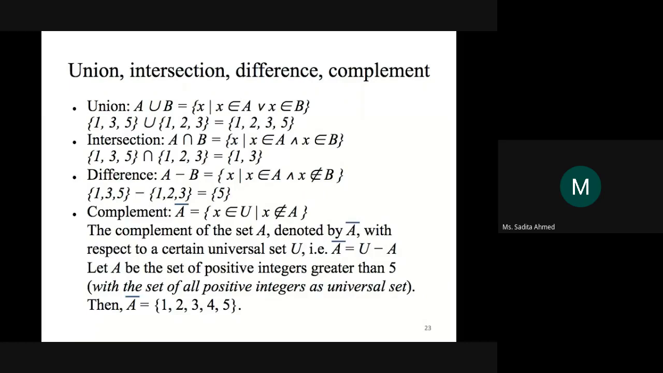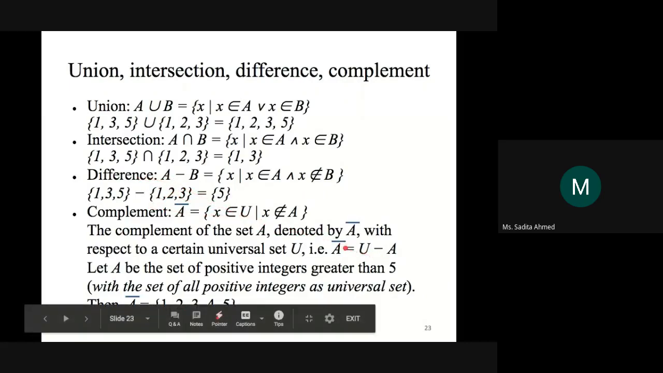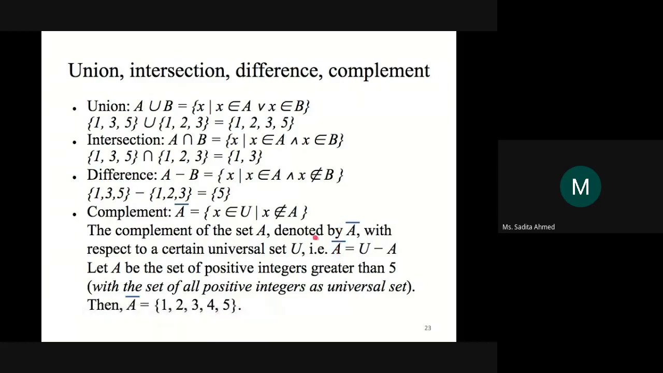Yeah. So definitely there is a difference between A minus B and A bar. In A bar, the complement of A, you simply take all the elements that are not there in A. In case of A minus B, you take all the elements of A that are not there in B. Very different definitions.